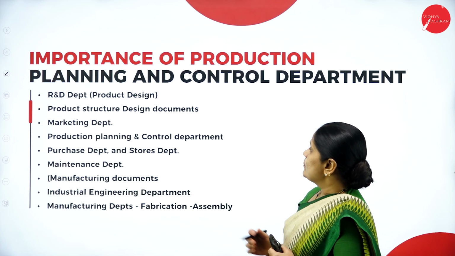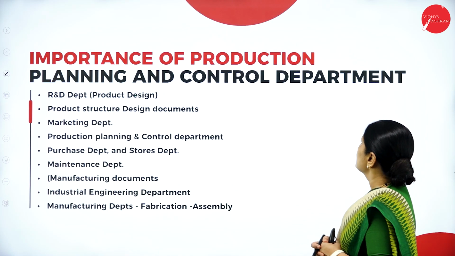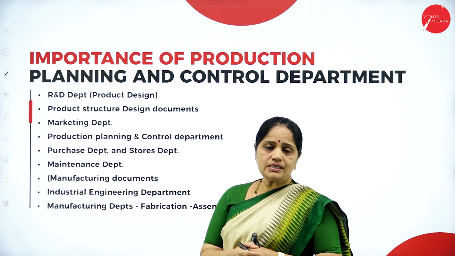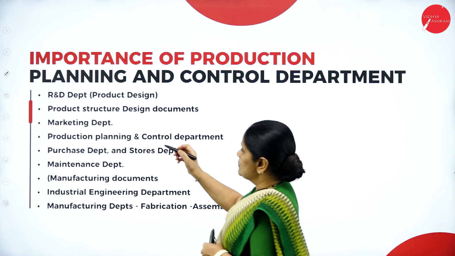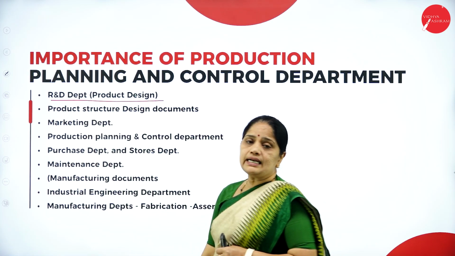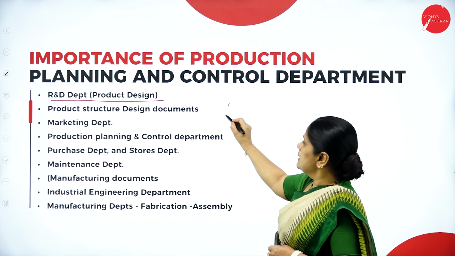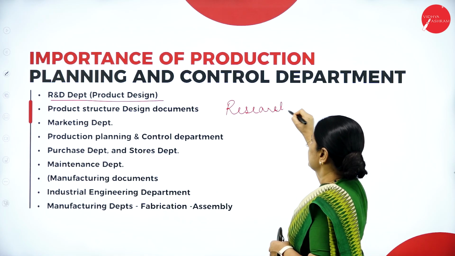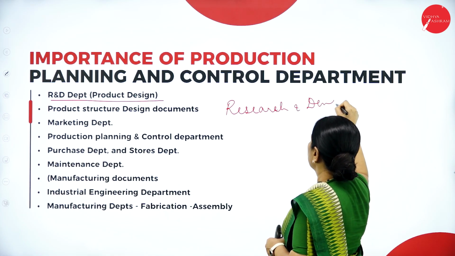Then the next one is the importance of production planning and control department. So what is the importance here? So first one is it is related to the R&D department. Now what is this R&D department? Research and development.